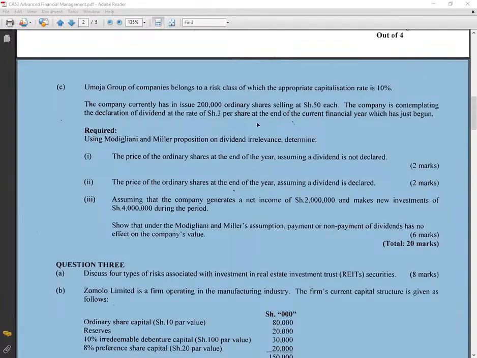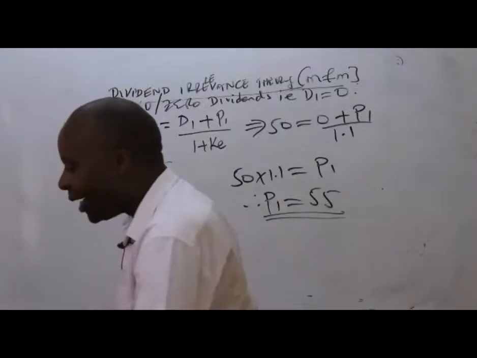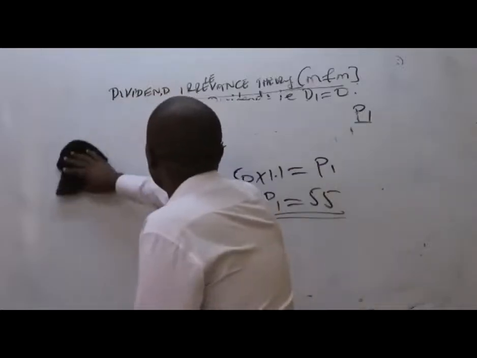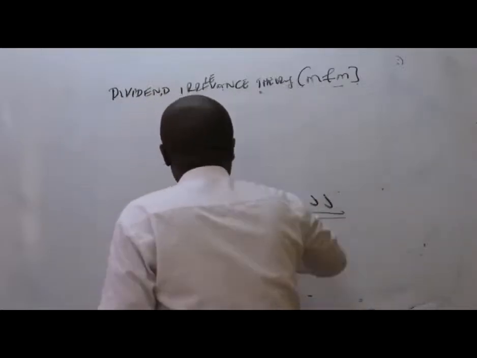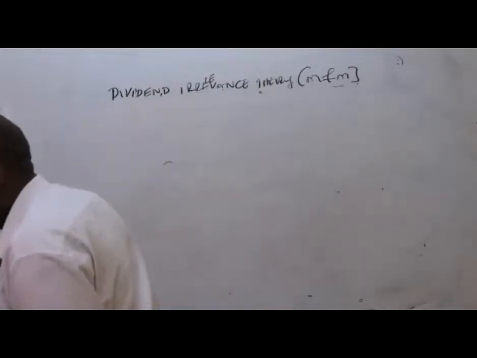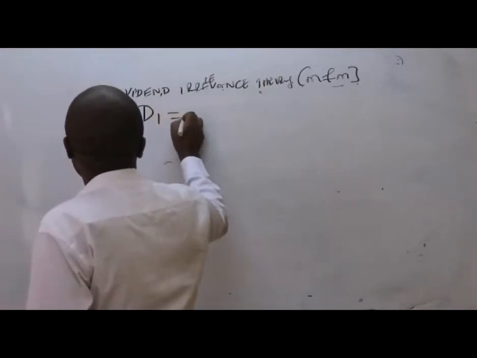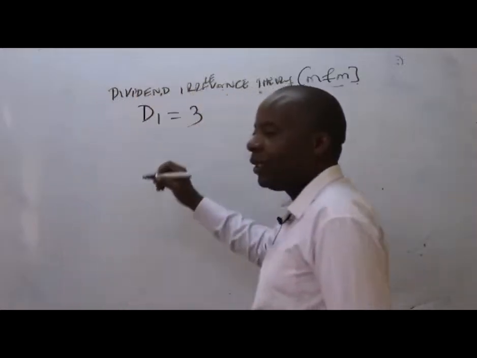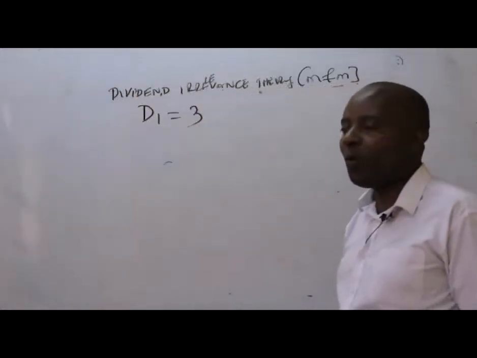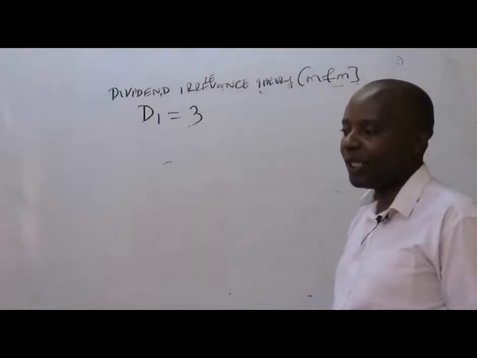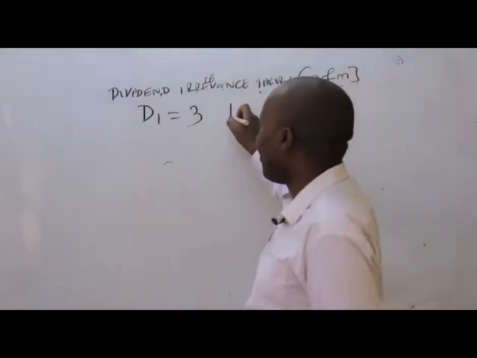But a dividend of how much? Remember, the dividend declaration we are contemplating is 3. So, ladies and gentlemen, that is quite an easy thing to do. What I need to do here is to give them D1. If we declare the dividend, we can't declare any other thing apart from 3. And then, of course, the other factors will remain the same.